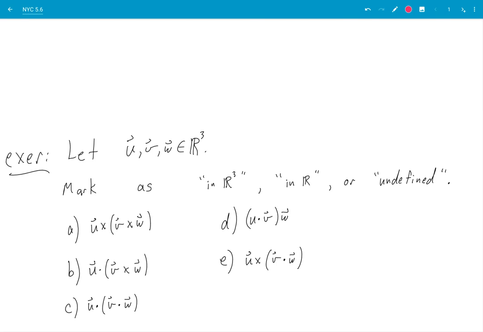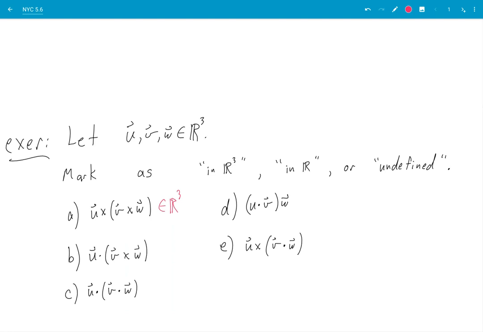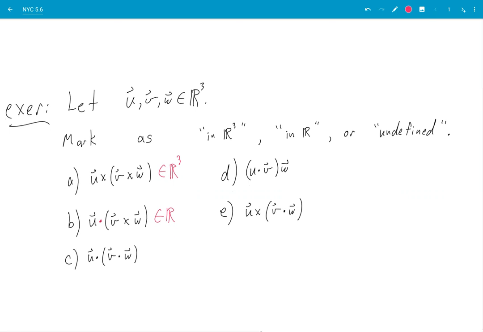Now, the first one is defined. This one gives you a vector in R3. Why is that? Well, because this is in R3, and then you do another cross product giving you something in R3. Part B. You have a vector in R3 dot a vector in R3, so you get something that's just a real number. Recall the dot product gives you a real number, whereas the cross product gives you a three-dimensional vector. This one is undefined because we do not define a dot product of a vector with a real number. That is not defined.